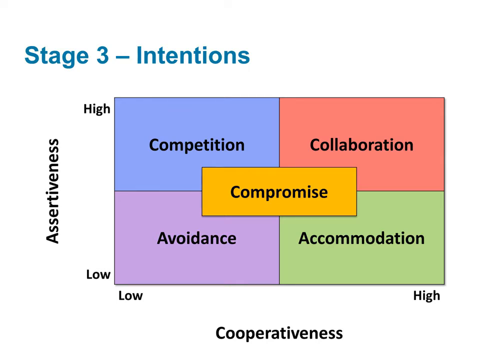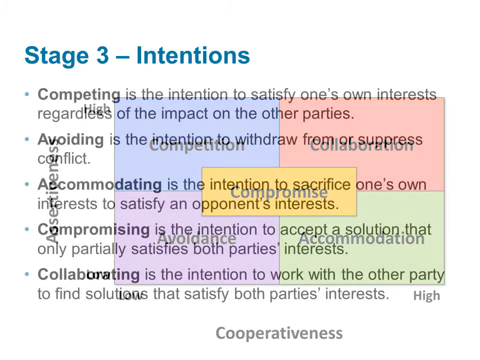The fifth type of intention is called collaboration, and it is high on assertiveness and high on cooperativeness. So with collaboration, you're both trying to satisfy the other party's needs and satisfy your own needs. You're trying to do both at the same time. People with a collaborative intention want to work with the other party to find a solution that works for everyone.